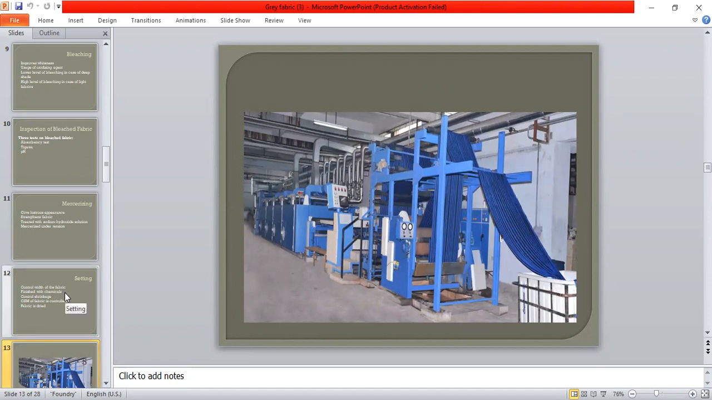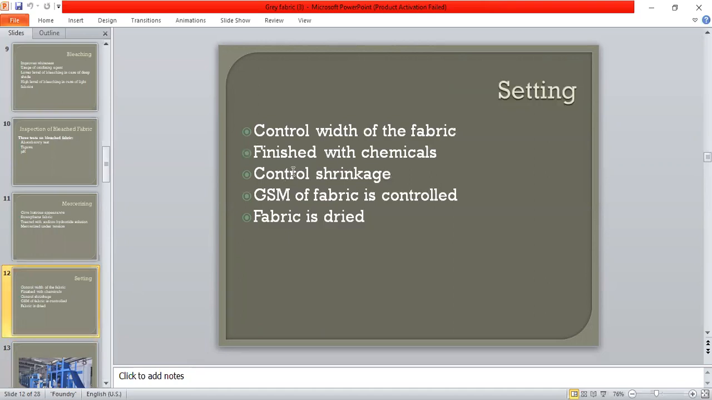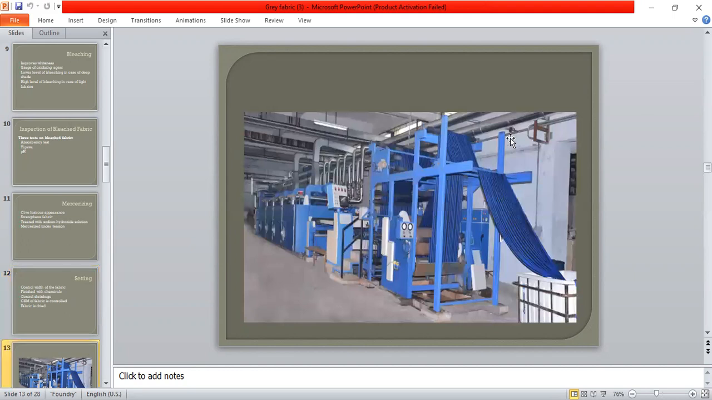The main purpose of setting is to set the width of the fabric so that we are able to print or dye the fabric according to the requirements. In this, it is finished with chemicals. Also, it controls shrinkage. GSM of fabric is also controlled with the help of the stenter machine. At the end of all the process, the fabric is dried. Okay? As the fabric is finished with the chemicals in the first step, then at last it is dried in the stenter machine. Then the fabric is collected here in the box.